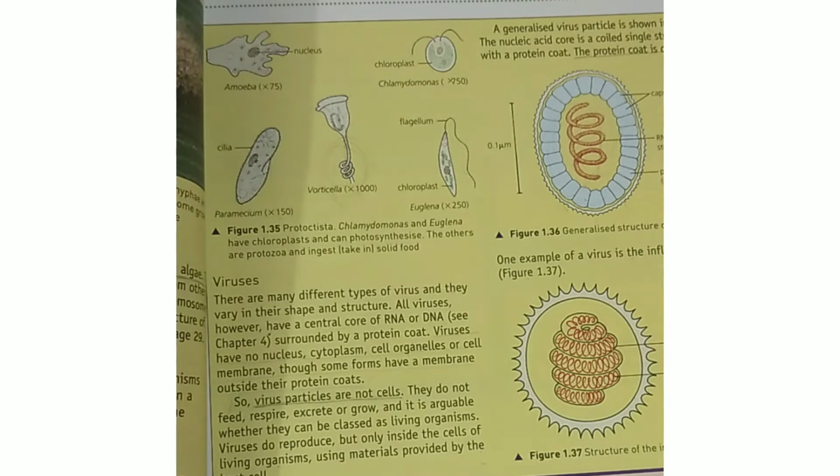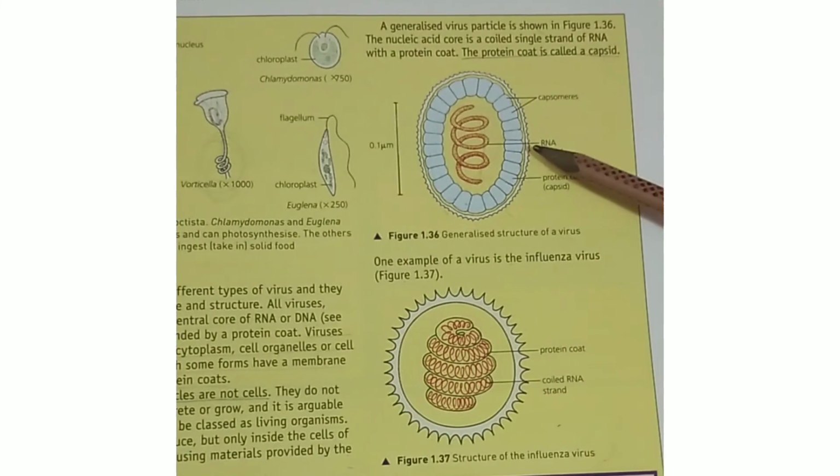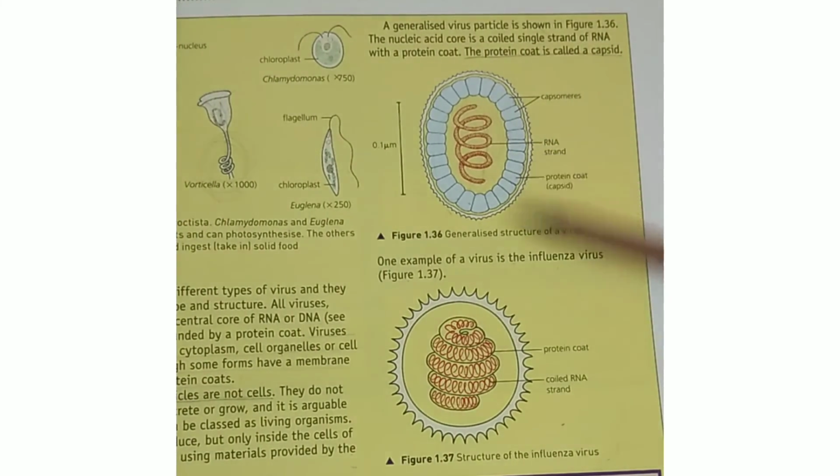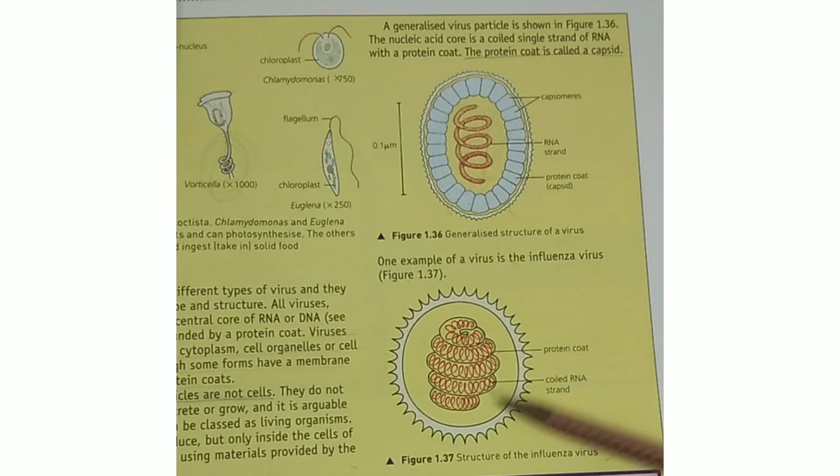Now, these two structures we have discussed: the generalized structure and the particles shown here. This is the generalized structure of viruses. But when we talk about the influenza virus, here it is. This is the structure of the influenza virus, which is quite different from the generalized structure of the virus.